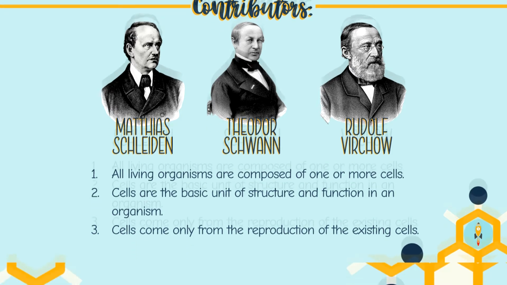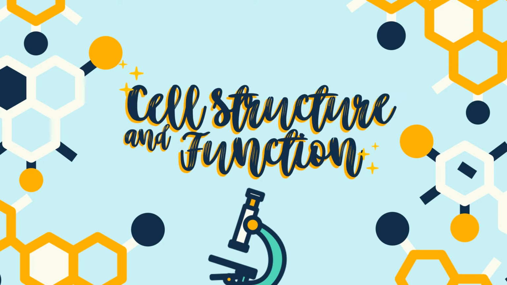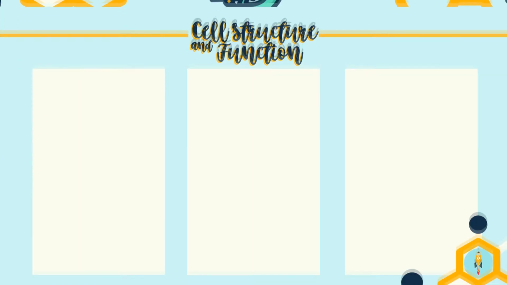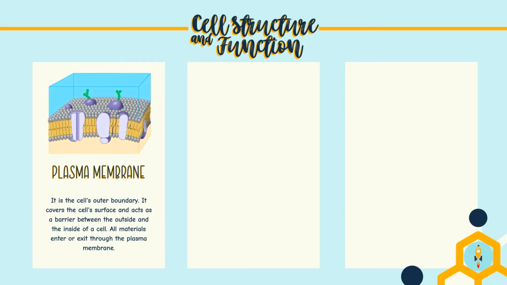Let us now explore the cell structures and their functions. The plasma membrane or the cell membrane is the cell's outer boundary. It covers the cell surface and acts as a barrier between the outside and the inside of a cell. All material enters or exits through the plasma membrane.